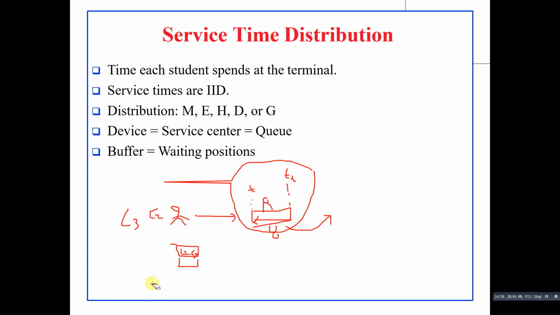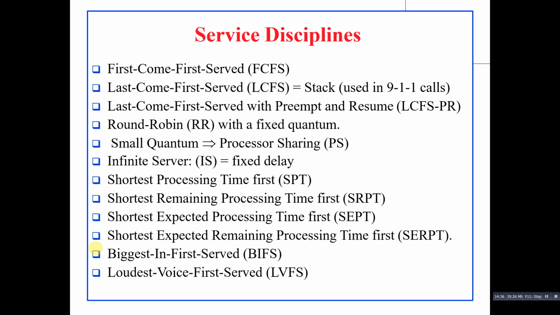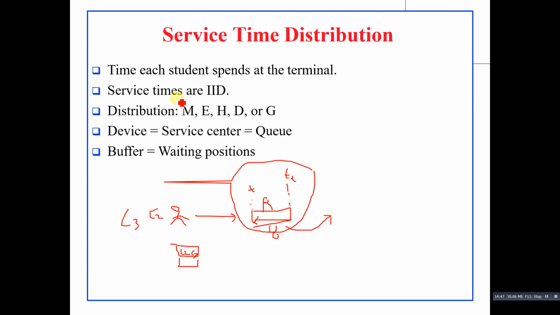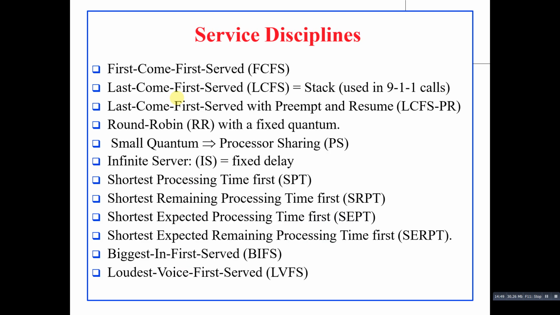So there you have a service time distribution. Sorry for that. And now you have service disciplines. Go back to the Kendall notation. You have arrival process, service time distribution. We're still in service time distribution. So how does a discipline work, I mean how are the customers being served?